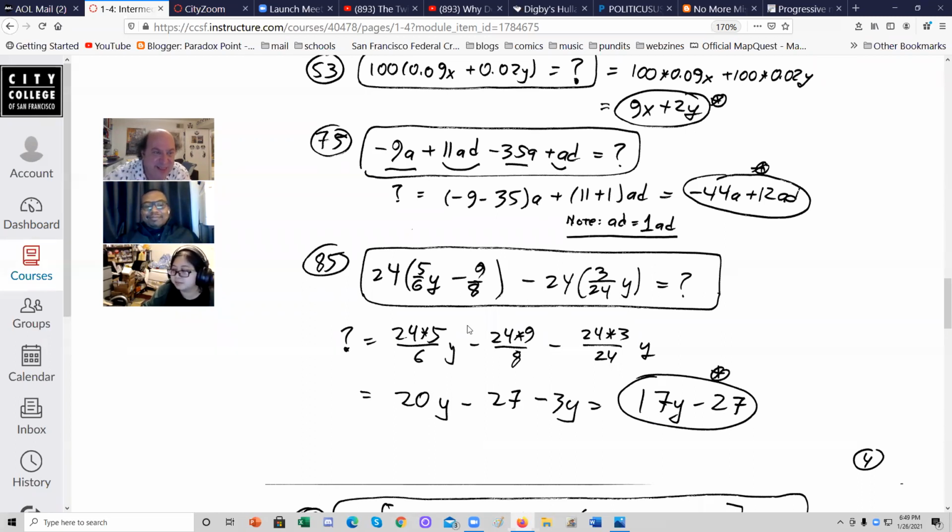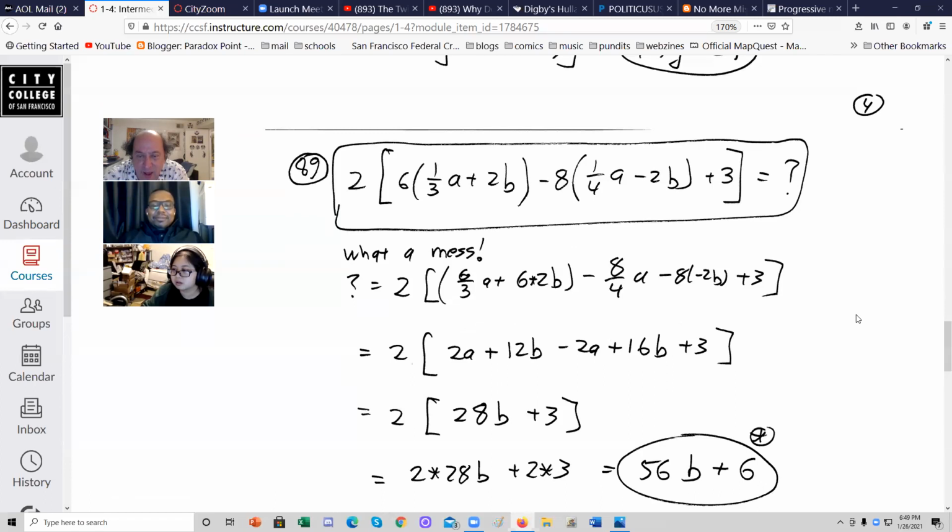He will. All right, here we go. 17y minus 27 is what this is. OMG. Oh, what a serious mess. 2 times [6 times (1/3 a plus 2b) minus 8 times (1/4 a minus 2b) plus 3] is what?